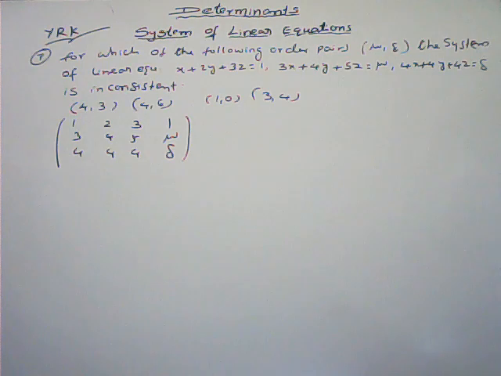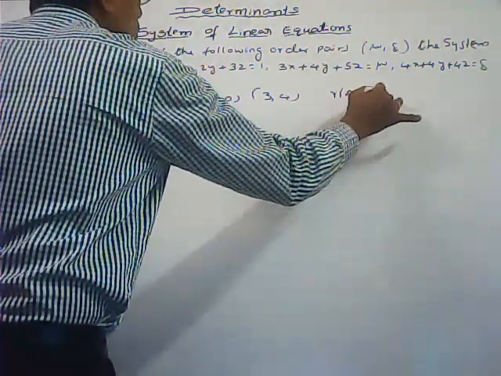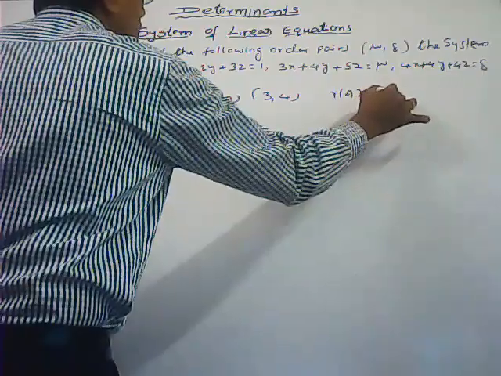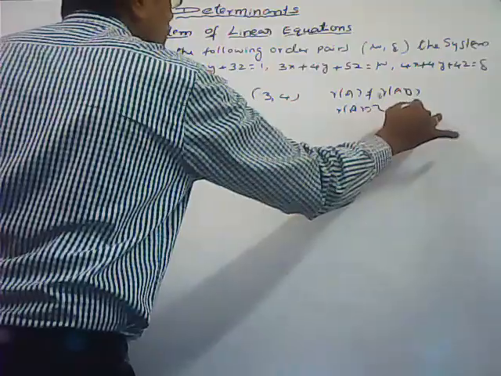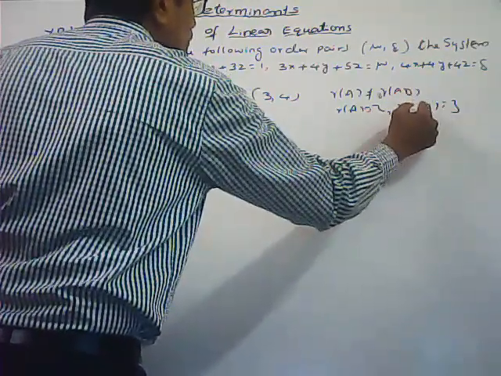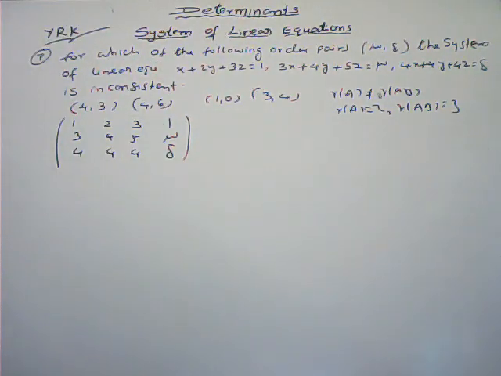Next: for which of the following ordered pairs (mu, delta) is the system of linear equations inconsistent? Inconsistent means the rank of A is not equal to the rank of the augmented matrix. So here the rank of A should be 2 and the rank of the augmented matrix should be 3. The number of non-zero rows should be 2 in A and 3 in the augmented matrix. Then only can we say the system of linear equations is inconsistent.